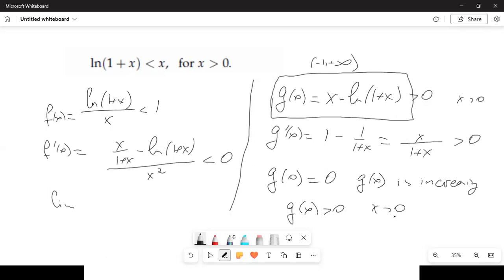g(0) plus epsilon, where g(0) in this case, is completely enough.